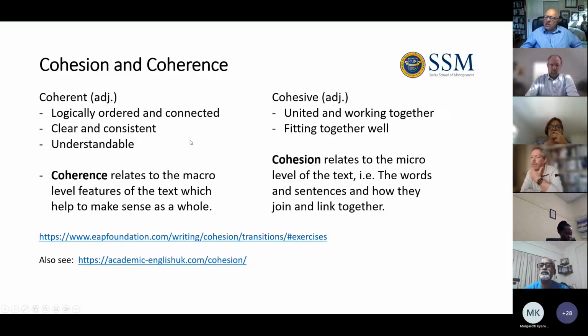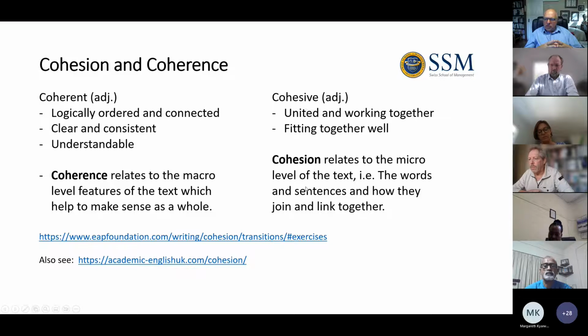At that level, there has to be that interaction and also, very important, coherence. We talk about coherence and cohesion. Coherence relates to the macro-level features that make the text make sense as a whole. It has to be logically ordered and connected, clear, consistent and understandable at the macro level. But if we look at the chapters and paragraphs, the micro level, we talk about cohesion. This is basically that the text is united and working together. It fits well. The words and sentences and how they join and link together is called cohesion.